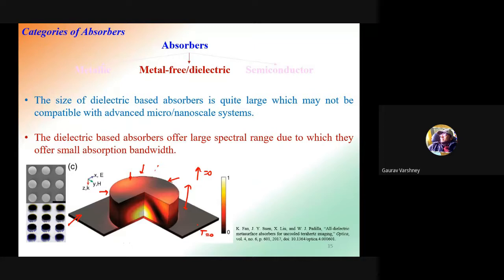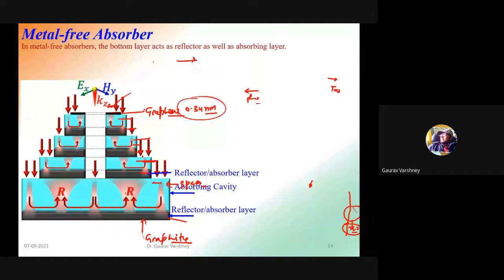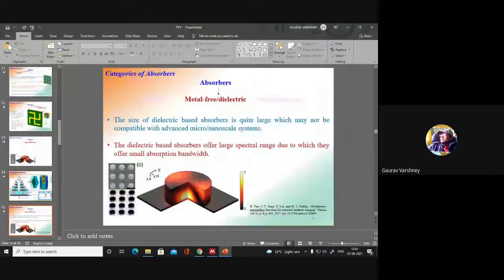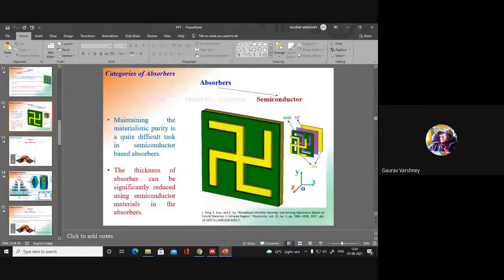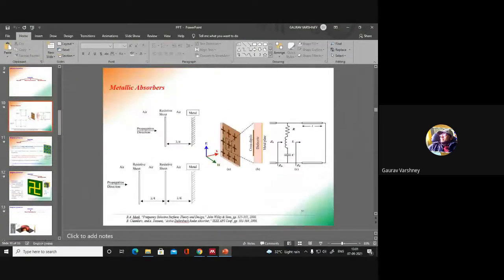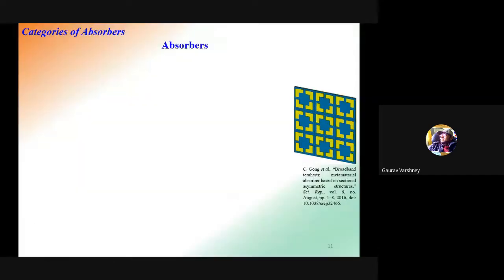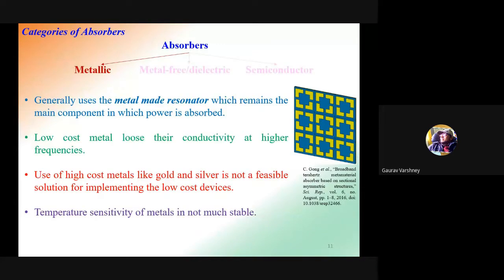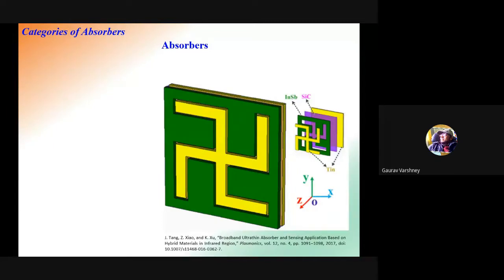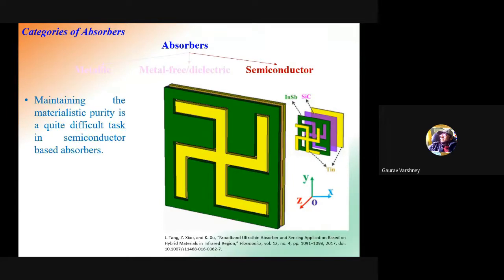So here you can understand, if we again discuss the physical concept from the starting, here you understand the research gap. In the case of metal-based absorber, you have to remove the metals. This is one research gap. In semiconductor-based ones, how to maintain the purity of materials; we can search for some semiconductor materials which can provide more fabrication tolerances.